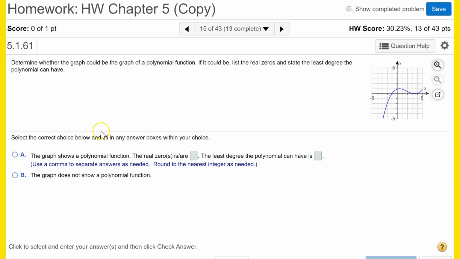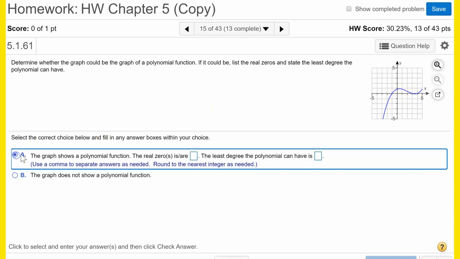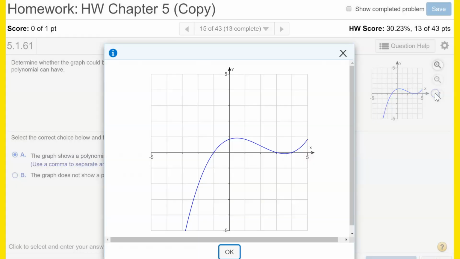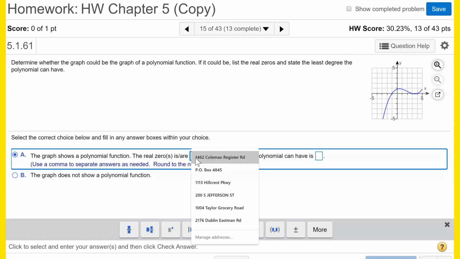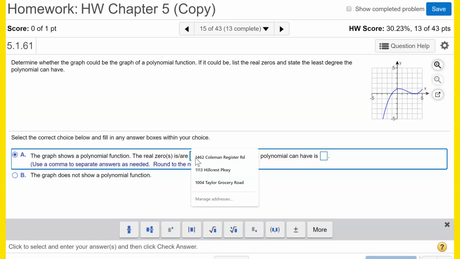So this is a polynomial function, and the real zeros are what? The real zeros, where does it cross? It crosses at -1. Let me look at a bigger version of this. It crosses at -1 and at 3 and at 4. -1, 3, and 4.